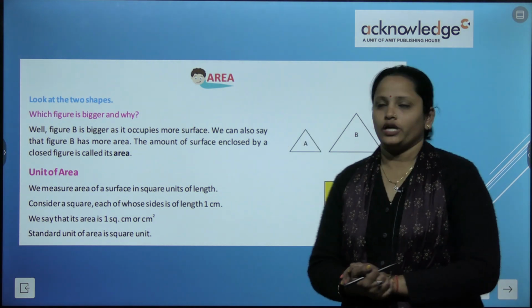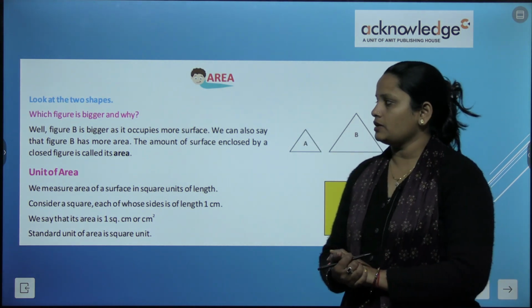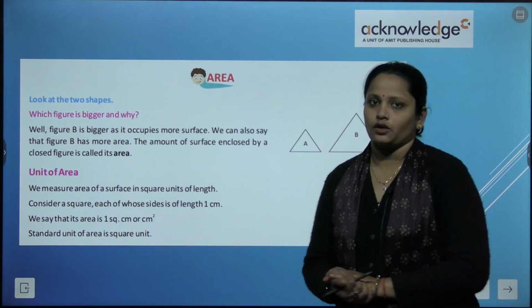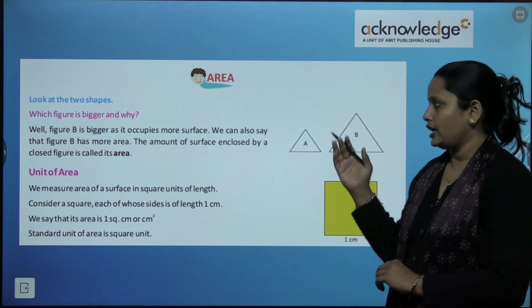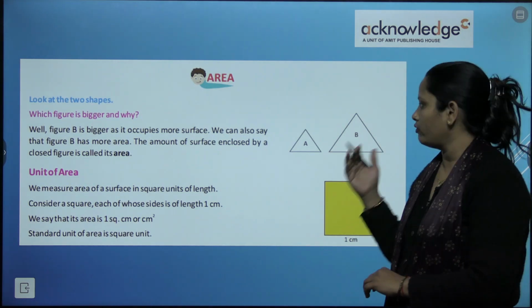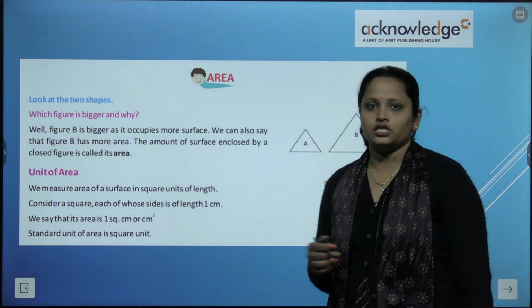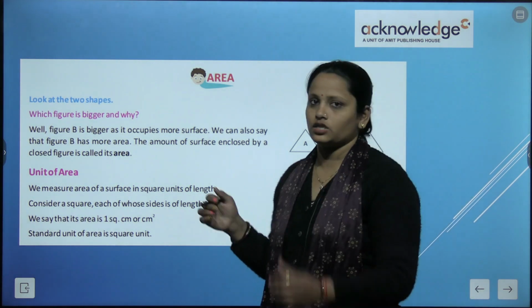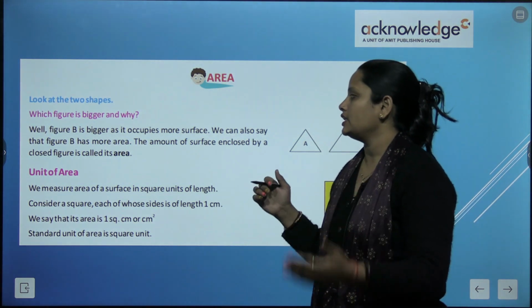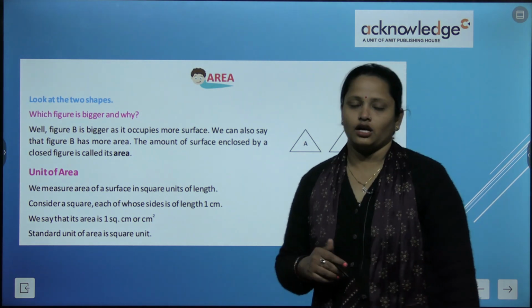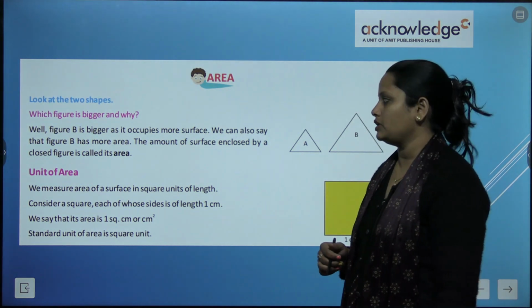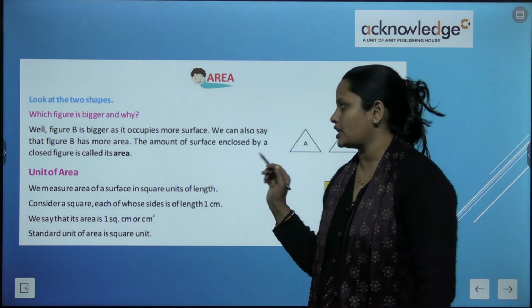Now let's move on to area. Look at the two shapes. Which figure is bigger and why? So here two shapes are made. What do you think, which figure is bigger, A or B? Yes, obviously B is bigger because it occupies more space. We can also say that figure B has more area.